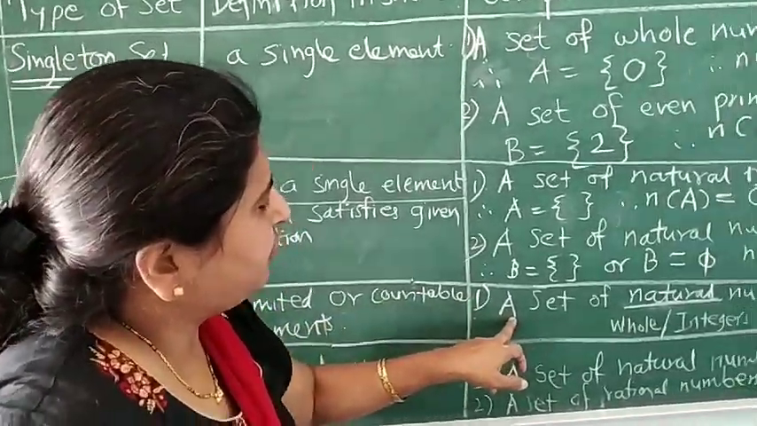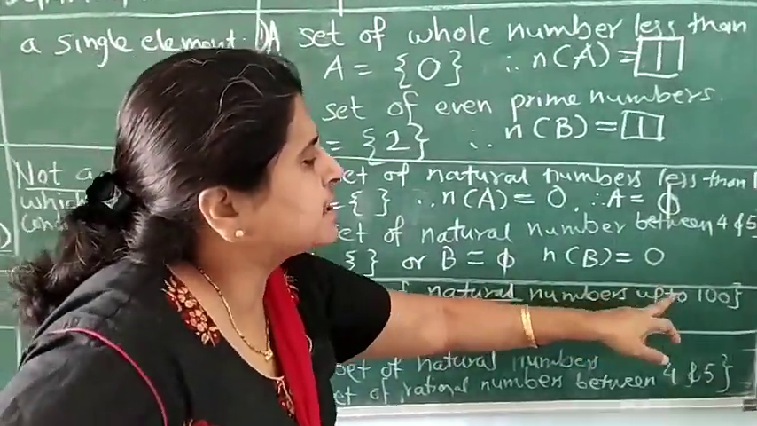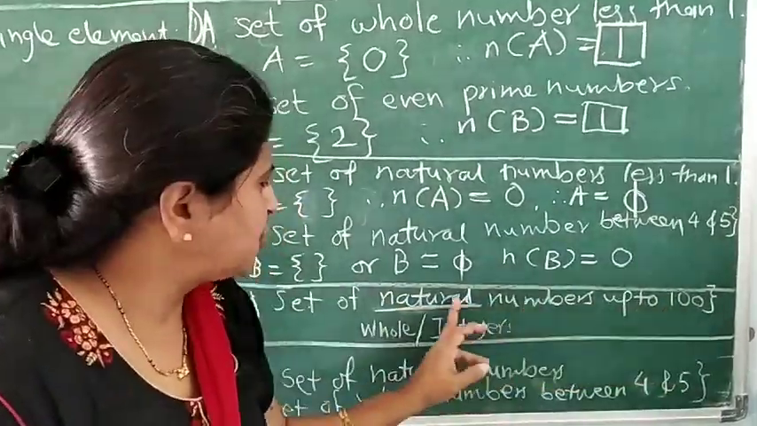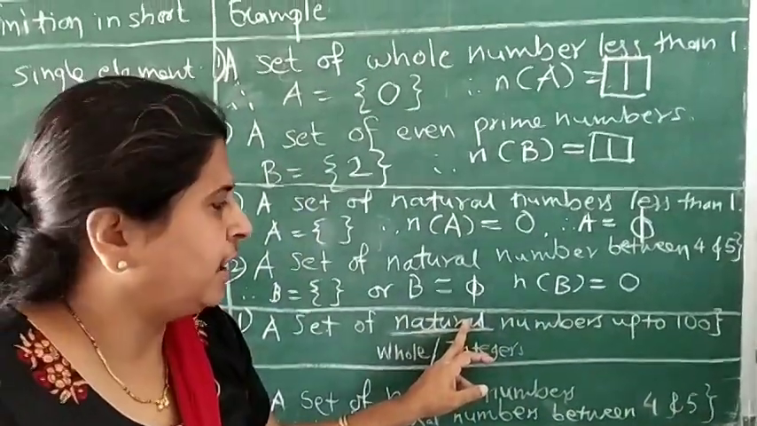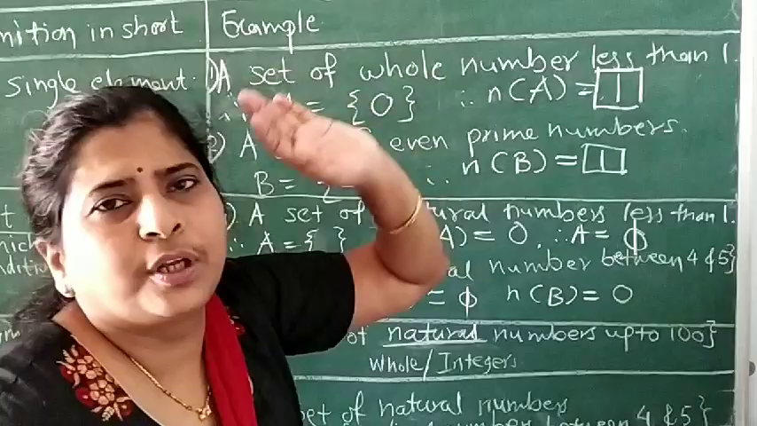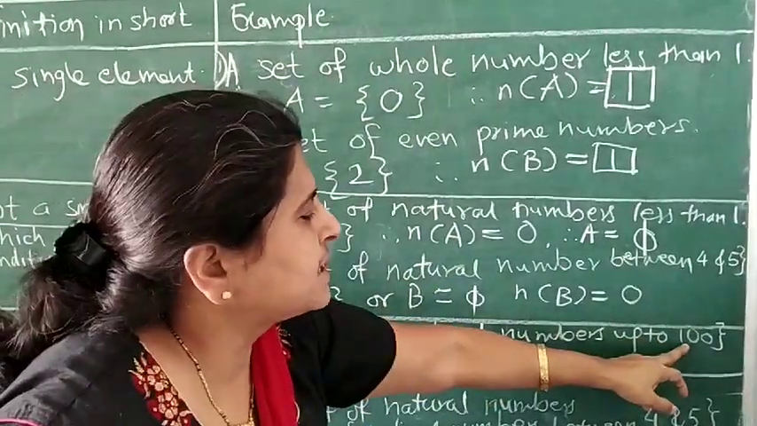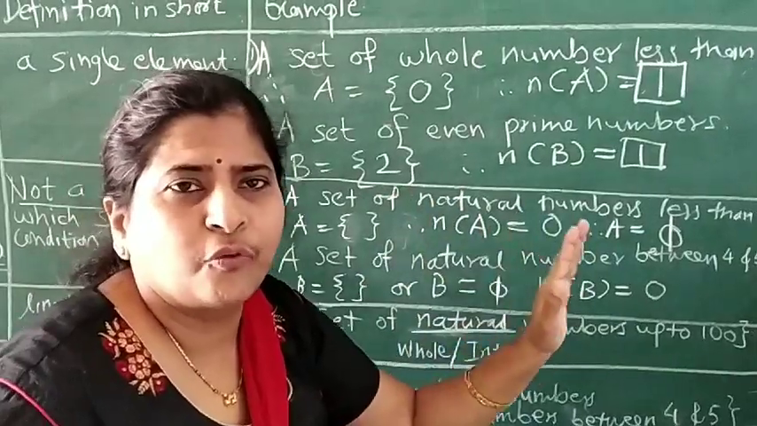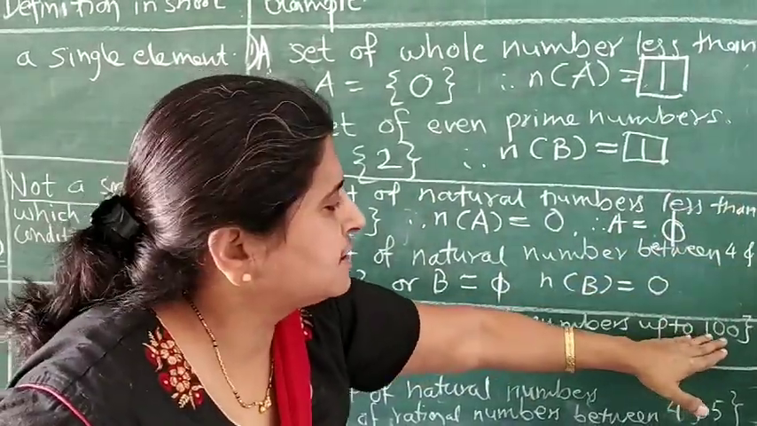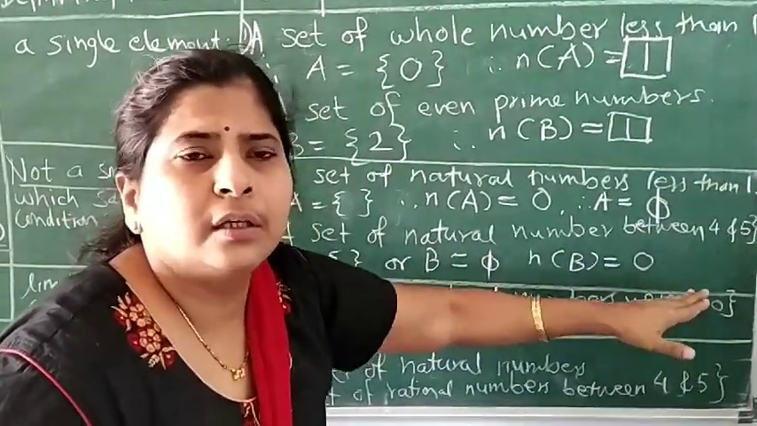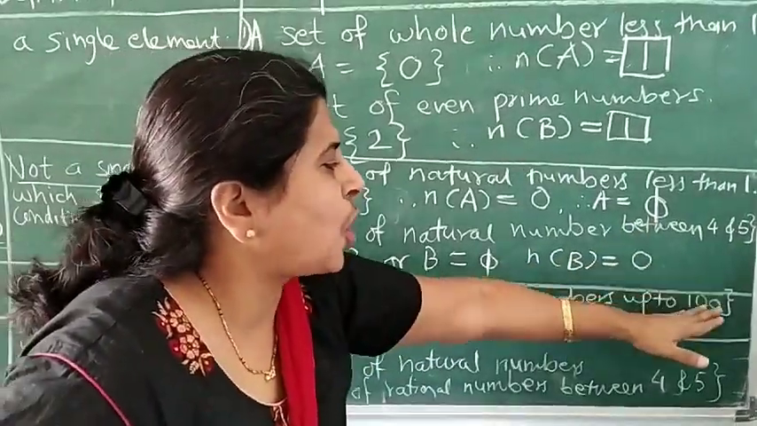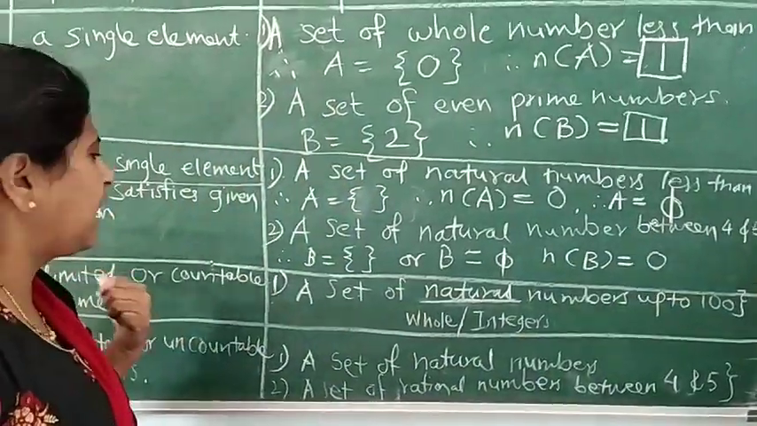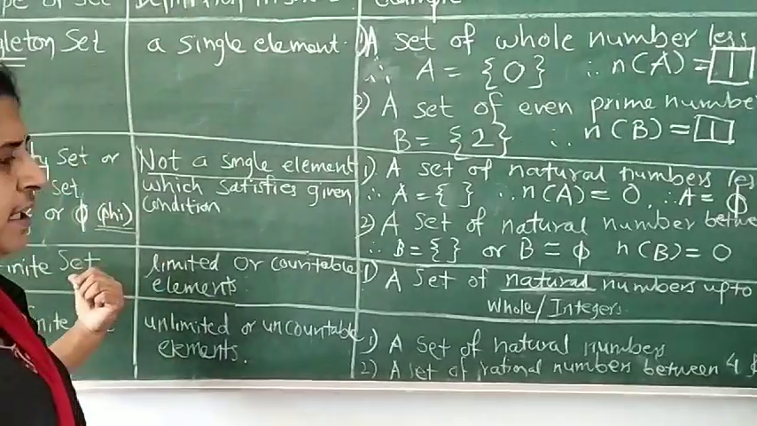So what is an example of this? A set of natural numbers up to 100. Natural numbers start with 1, but we are not going to go on to infinity. We are going to say up to 100, so there is a certain upper limit: starting with 1, 2, 3, 4 till 100. So the number of elements stops at 100. We can count them, they are limited. Hence it is a finite set.